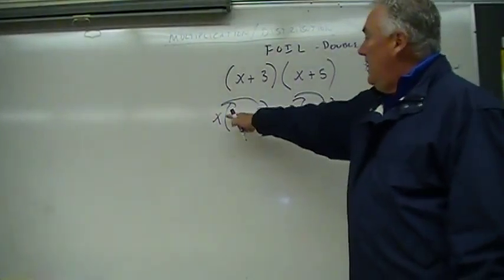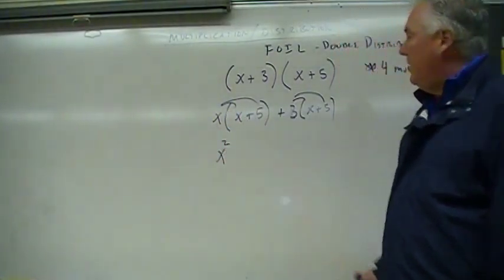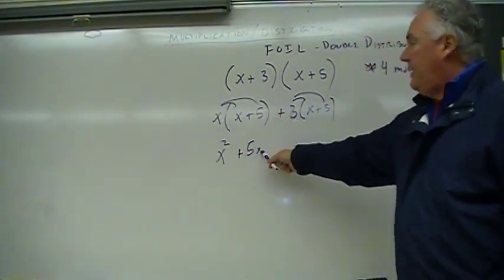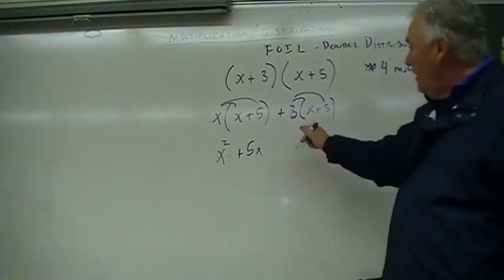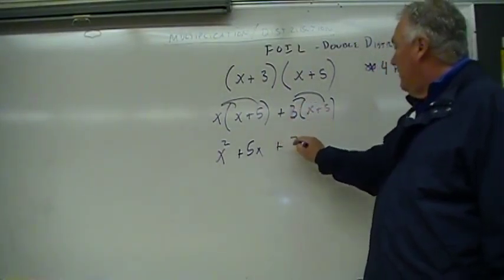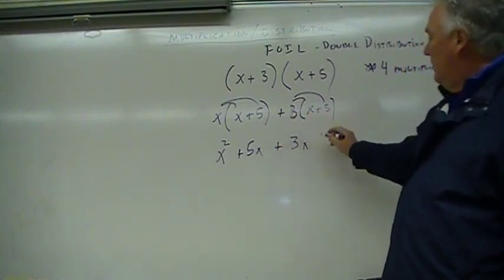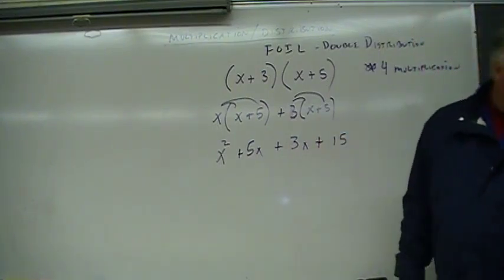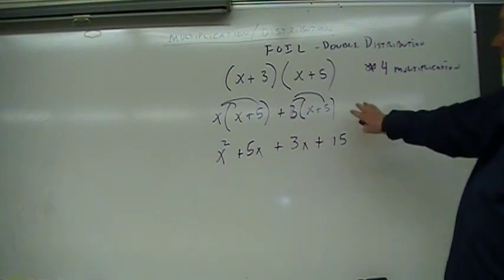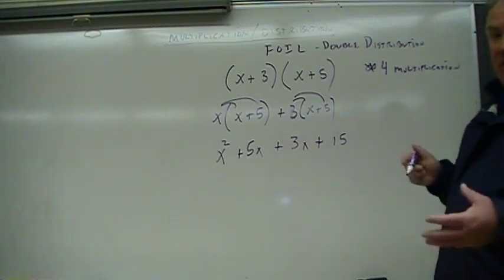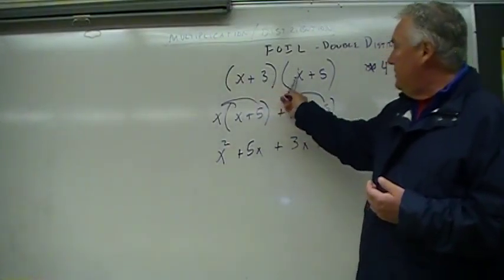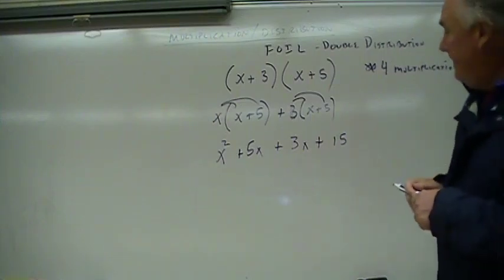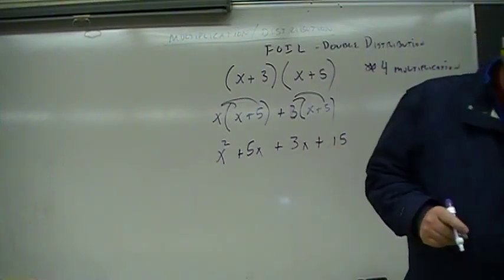Okay? So we do x times x, x squared, plus 5x. X times 5 is 5x. Plus 3 times x, plus 3 times 5 is 15. Okay, so we have 4 multiplications. That means we're going to have 4 terms. You have just FOILed this. You multiplied the firsts together, the outs, the ins, and the lasts. And that's why they call it FOIL. So now we have the 4 multiplications.